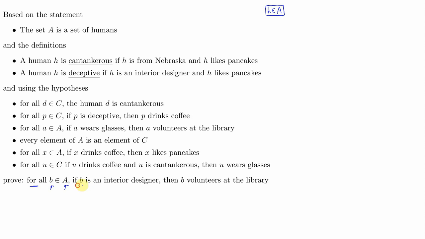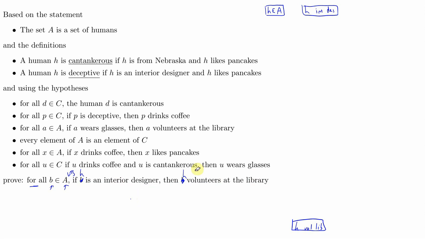Then the thing that we'd want to show is this text here. What we want to show is this text, however, replacing the B's with H's. And if we're trying to prove an if-then statement, then we should assume that H is an interior designer. We'll put that up here: H int design. And then what we want to prove is that H volunteers at the library. So let's get this down here. H volunteers at the library.